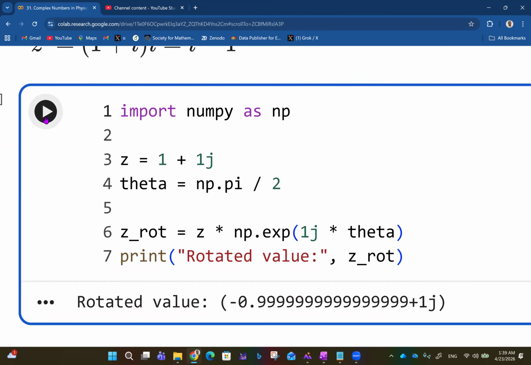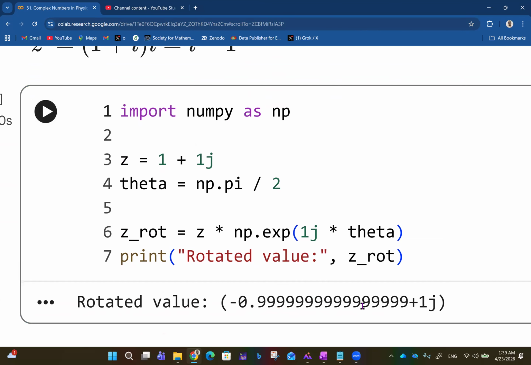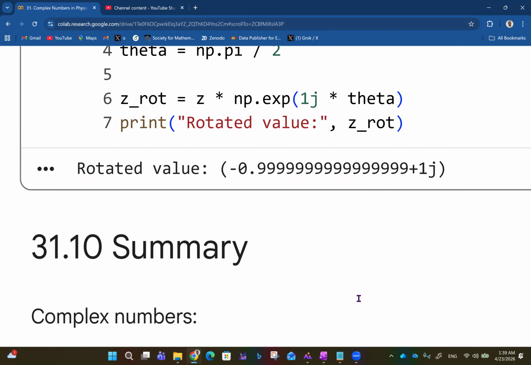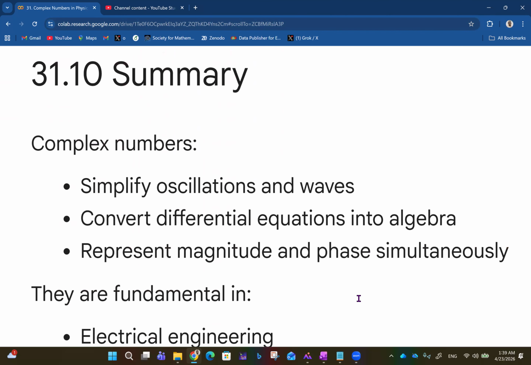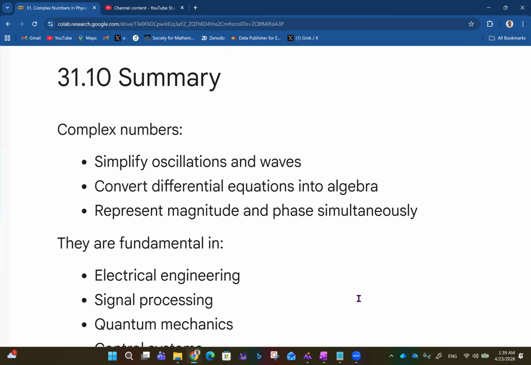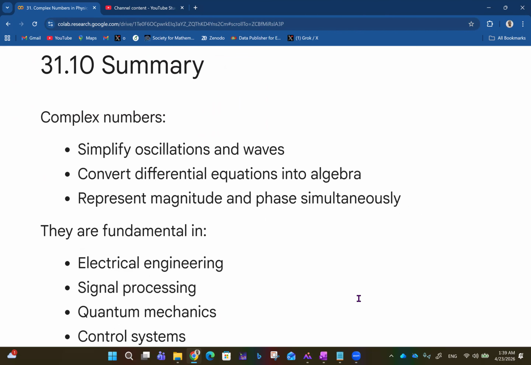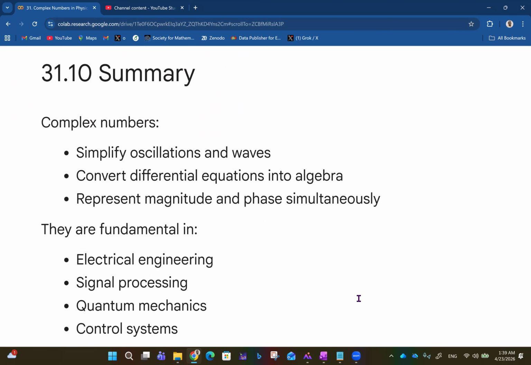So the rotated value now becomes something like this. I've done videos on the transformations, so you can refer to those videos and see what translation, rotation, scaling, and all of these things look like.